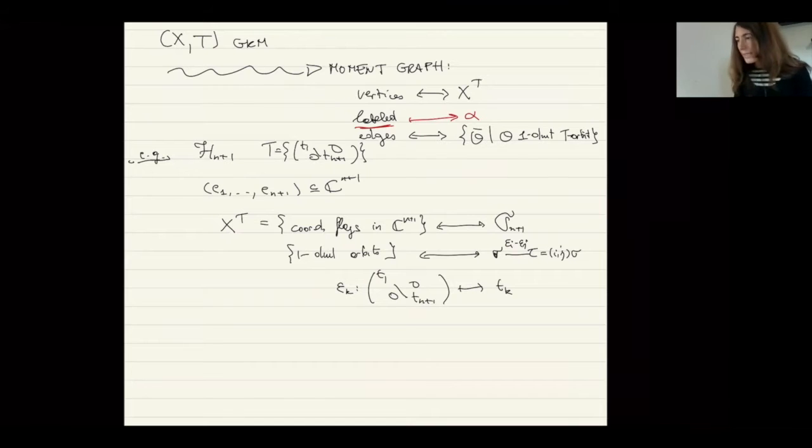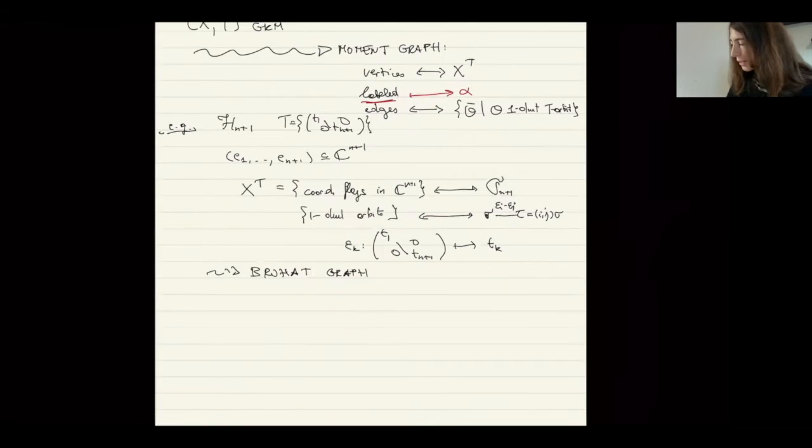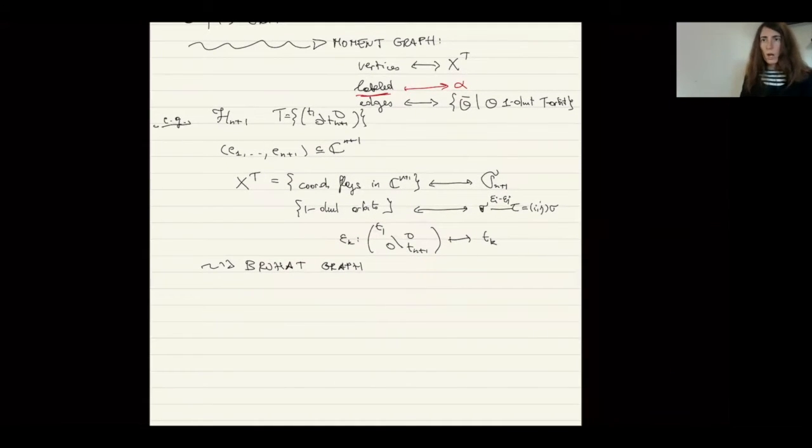All right, so that's nothing new. You've probably seen that a bunch of times. That's the so-called Bruhat graph, type A. All right, so what do we do with that? We said we could recover some global information.